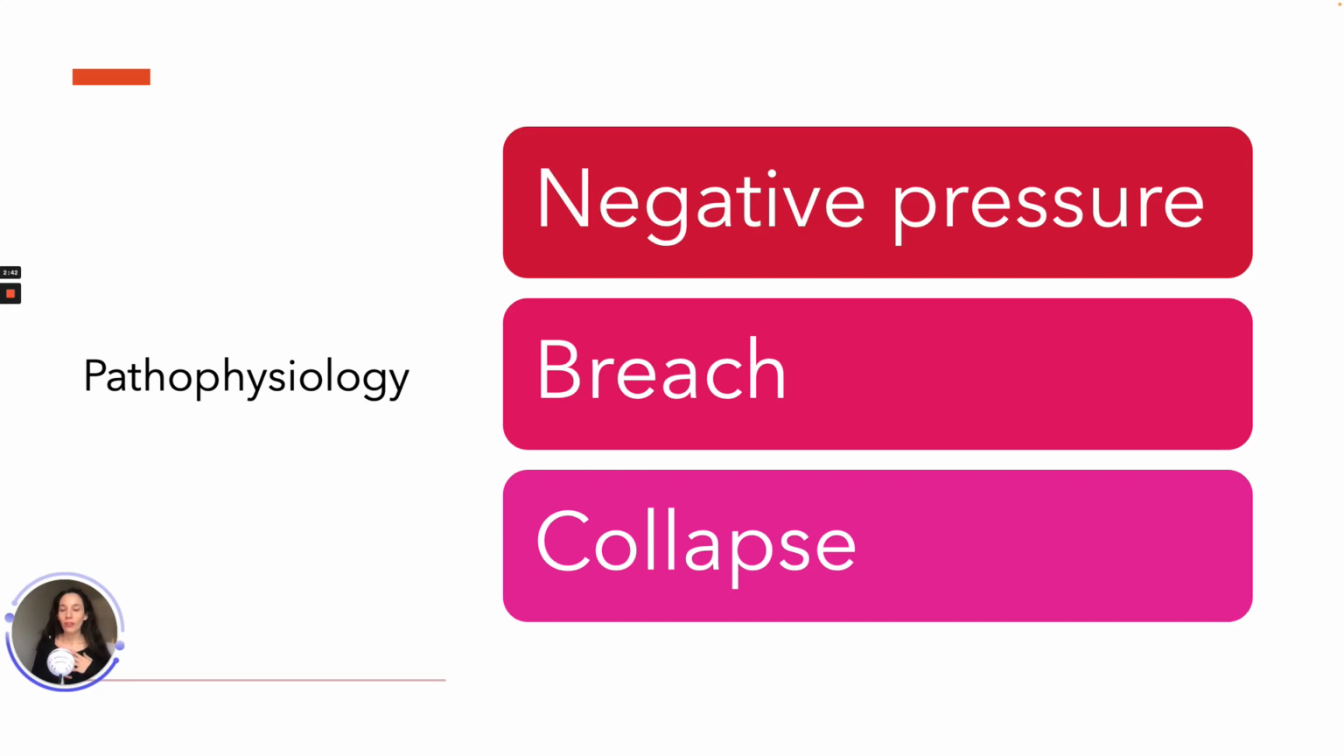So the pathophysiology includes negative pressure. Negative pressure is required to maintain lung inflation. Then there is some sort of breach to this. So when either the pleura is breached, air enters through the pleural space, and then there is a collapse. So when positive pressure has entered the pleural space, the lung or portion of it collapses.